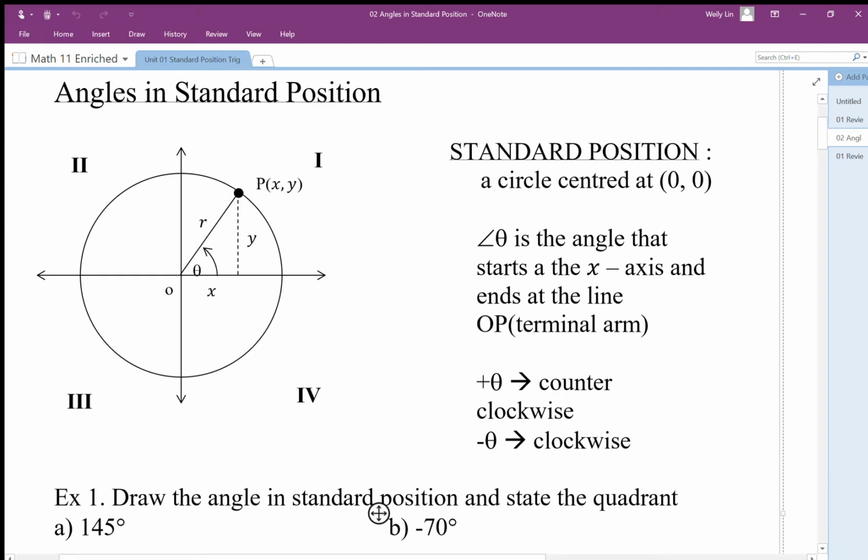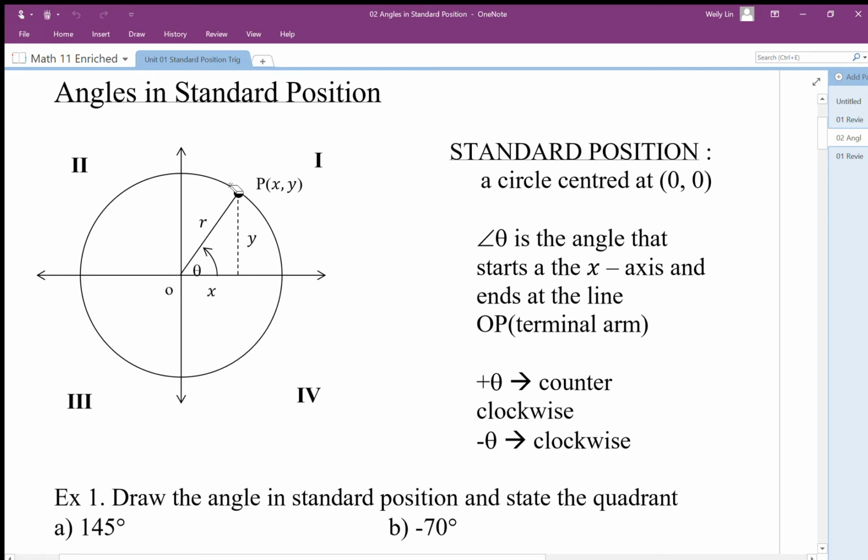So angles in standard position allow us to describe angles that are greater than 90 degrees. Because if we're stuck in a triangle, we can't allow our angles to go beyond 90 degrees. However, in a circle, we can allow that angle to go beyond 90 degrees to 360 and in fact beyond 360. So standard position essentially is a circle that is centered at 0, 0, and the position of that dot tells us the location of the angle.